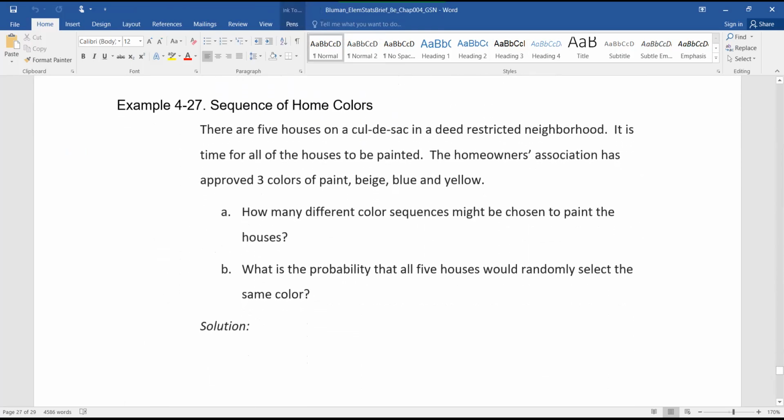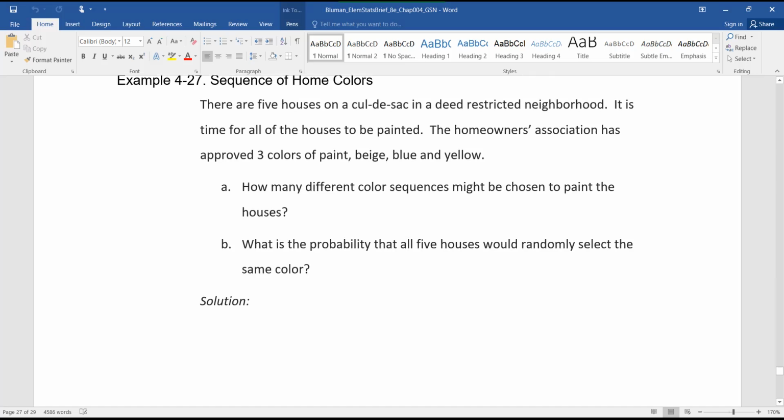All right. So on this one here, it says a sequence of home colors. There are 5 houses on a cul-de-sac in a deed restricted neighborhood. Oh, my bad, a deed restricted neighborhood, not dead. That would suck. All right. It is time for all the houses to be painted. The homeowner association has approved 3 colors of paint: beige, blue, and yellow.